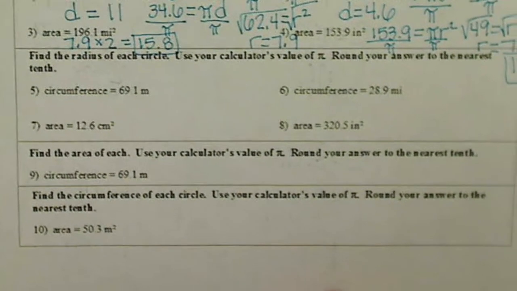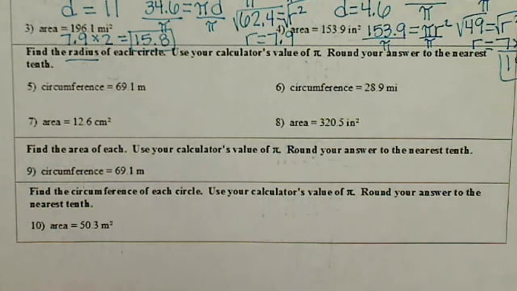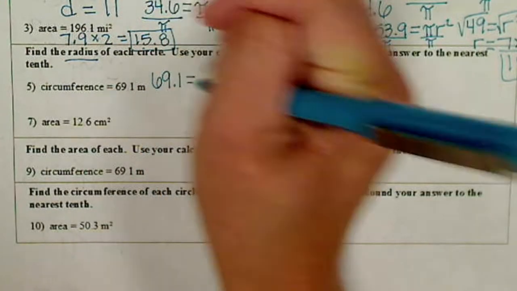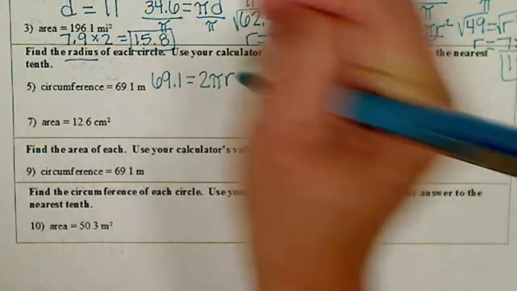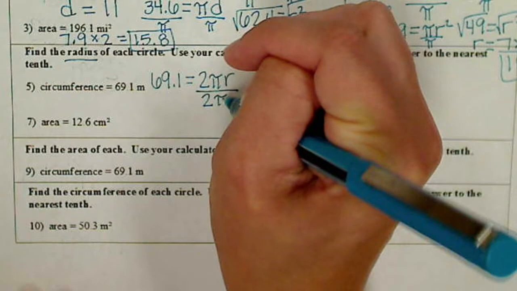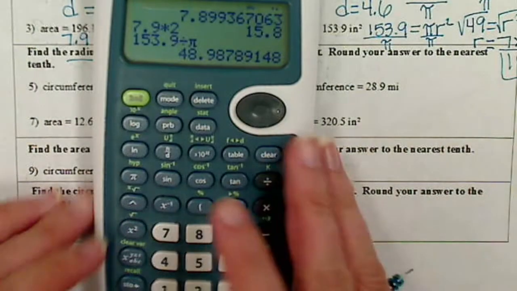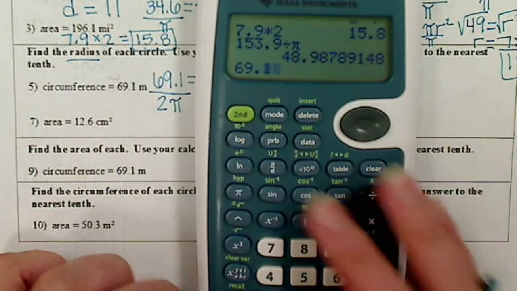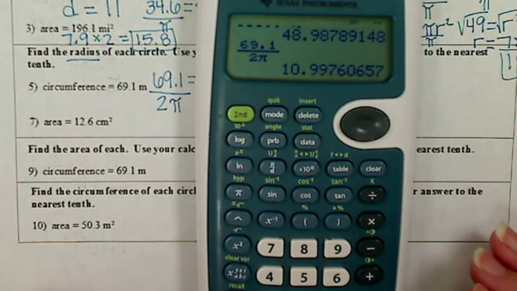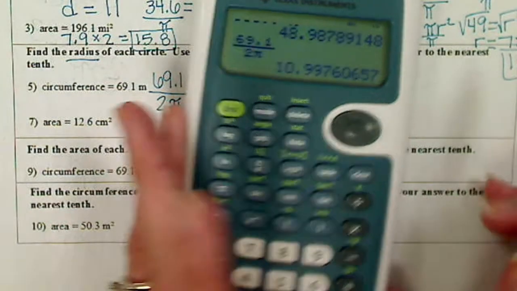All right. So now, find the radius of each. So I'm going to take my circumference formula right here and set it equal to my circumference radius formula, 2 pi r. I divide both sides by 2 pi to get my radius. Now, on this particular one, you have to hit the fraction button. 69.1, fraction button, 2 pi. If you hit divided by 2 pi, it's going to mess up. So our radius is going to round up to 11.